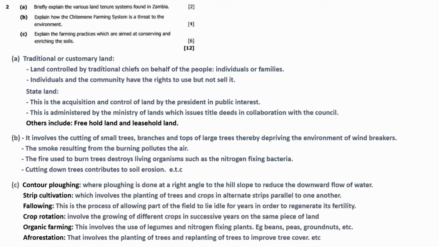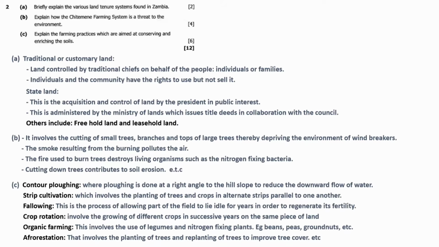So we're going to look at these 6. Number 1, contour plowing, where plowing is done at a right angle to the hill slope to reduce the downward flow of water. Strip cultivation, which involves the planting of trees and crops in alternate strips parallel to one another. Fallowing, this is the process of allowing part of the field to lie idle for years in order to regenerate its fertility. Crop rotation, which involves the growing of different crops in successive years on the same piece of land.